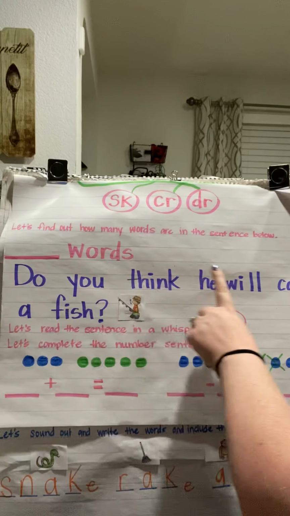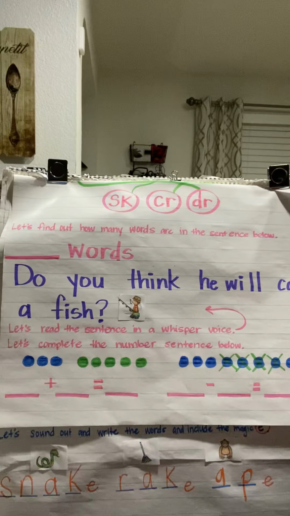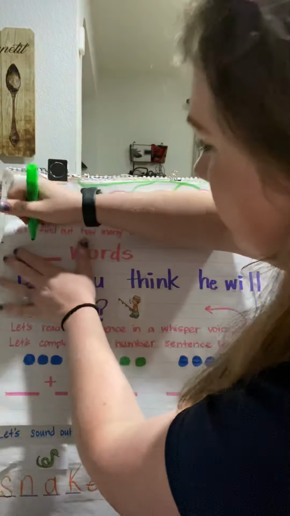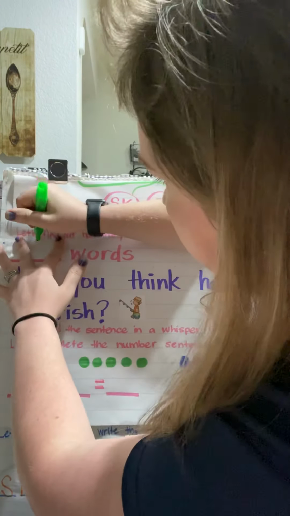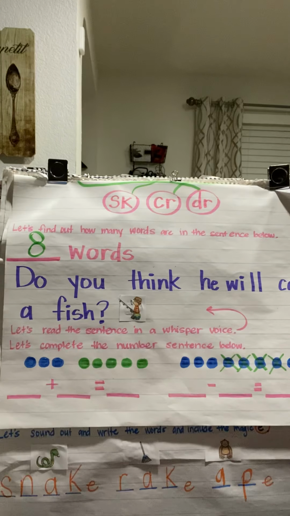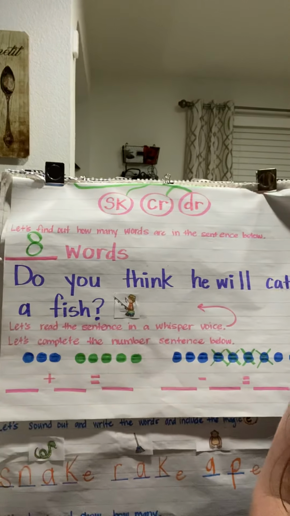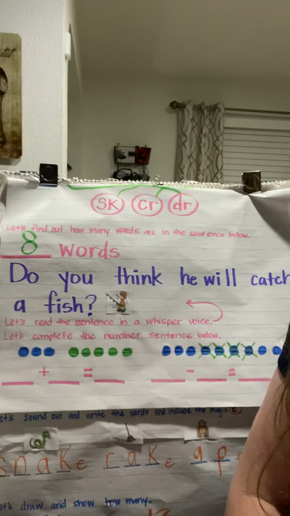Let's count again. 1, 2, 3, 4, 5, 6, 7, 8. So how many words are there? 8 words. Good. So I fill it in here. 8 words. And then it says, let's read the sentence in a whisper voice. So a whisper voice, remember, it's a low voice. Uh-oh, I don't think you can see the end of my sentence. Let me scoot that back. There we go. You can see all 8 words.